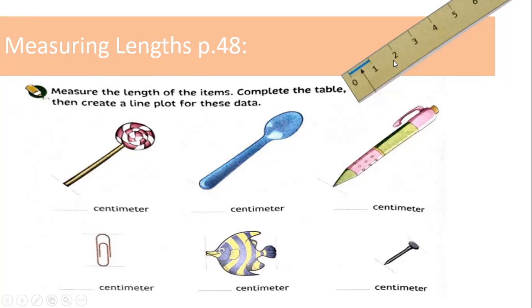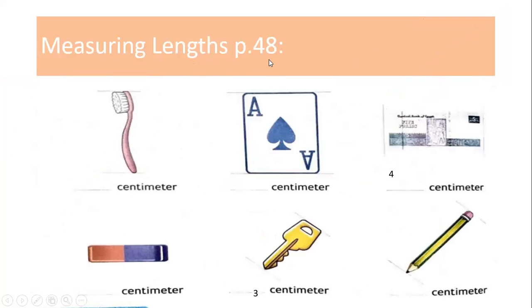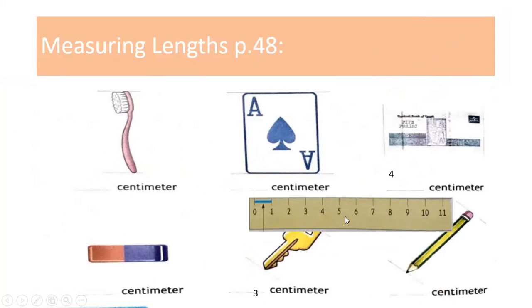I use this ruler also. So how many centimeters here? It is 5 centimeters. This is 6 centimeters. This is 7 centimeters. This is 2 centimeters. The fish is 3 centimeters. And here is 2 centimeters. Measuring length is page 48. The toothbrush, I used also this ruler, the toothbrush is 4, and here also 4, here is 4, the eraser is 3, the key is 3, the pencil is 3.